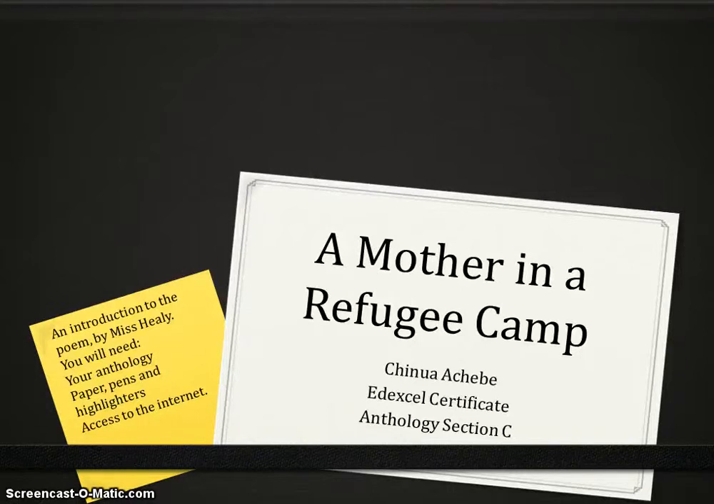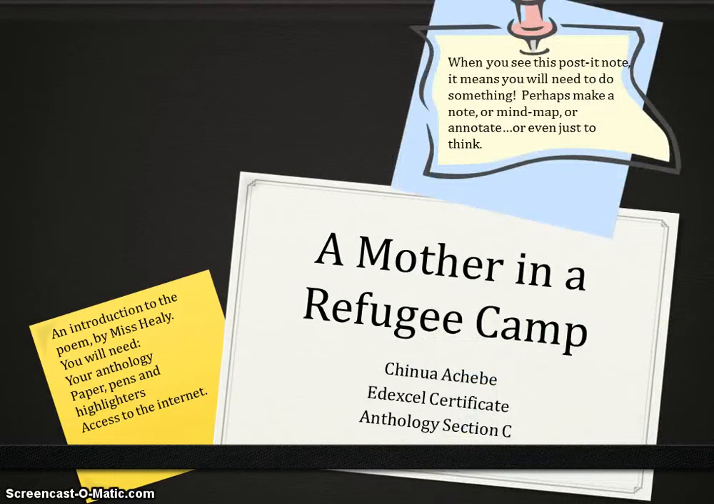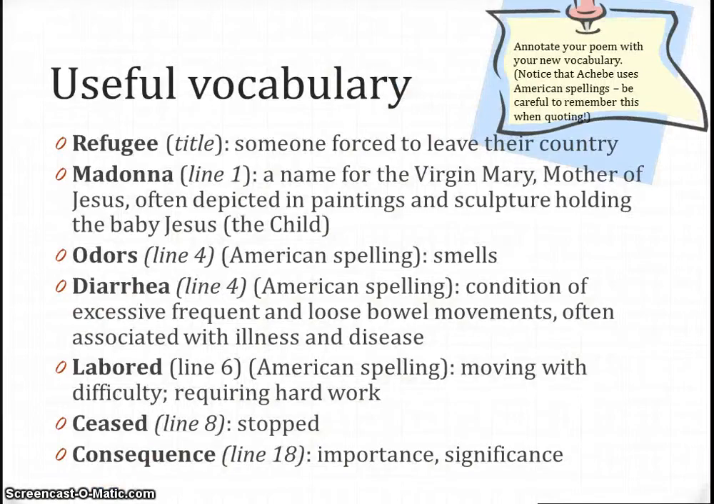This is a webcast for A Mother in a Refugee Camp, the poem by Chinua Achebe, for the edXL Certificate Anthology Section C. During this screencast you will need a copy of the poem, pens, paper, highlighters and access to the internet. When you see this post-it note appear, it means that you will be required to do something. This may be to make some notes, to annotate, to mind map.